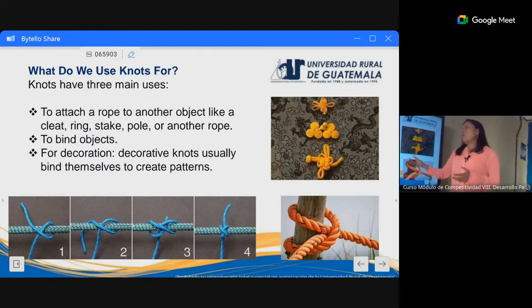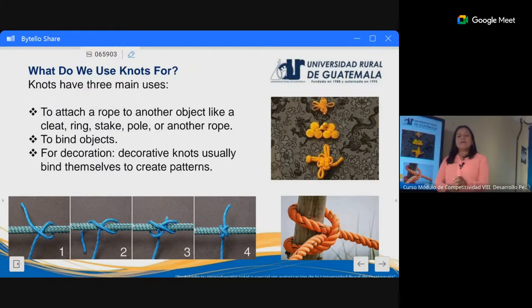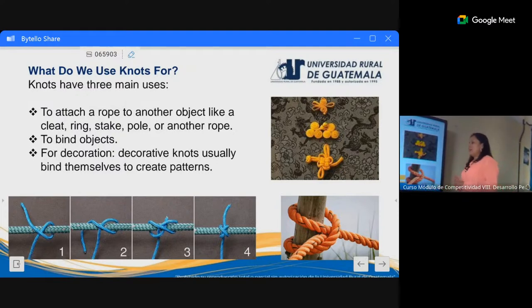Or the most common, to bind objects. As I told you before, since we were little ones, we learned how to tie our shoes, how to make knots in our shoes. For some of you, it could be a very difficult art or technique to do. But finally, we learned, and now we have to teach our children how to make knots.